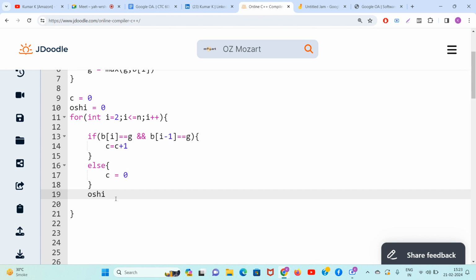Just take maximum. अरे मैंने क्या वेरिएबल नेम यूज कर दिया मुझे ही पता नहीं चला.